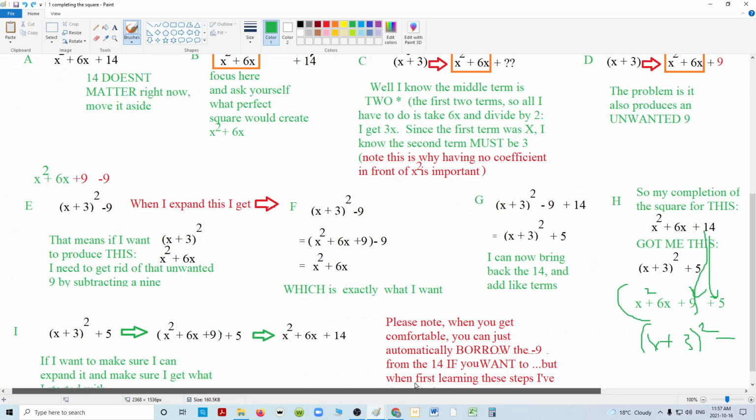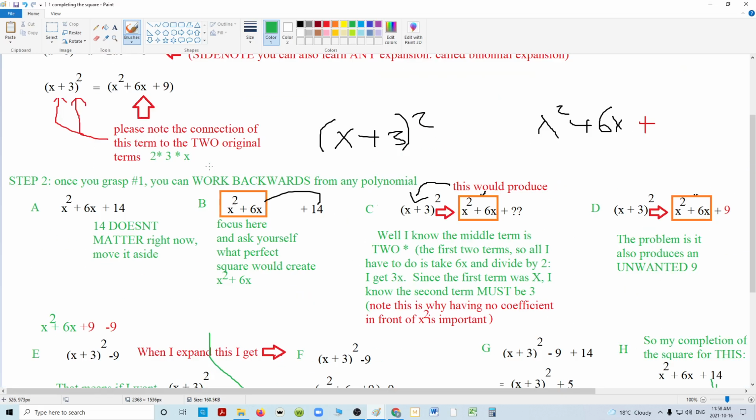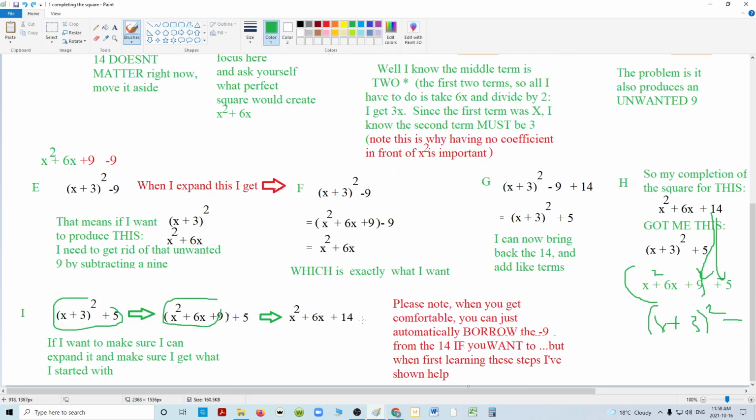Let's go back. If I want to make sure I've achieved my goal, I simply expand this. So I get this. Then I add my 5, so plus 9 plus 5. And sure enough, I have what I started with. So that's how you verify that you completed the square properly.